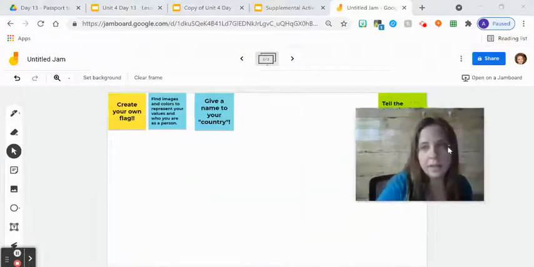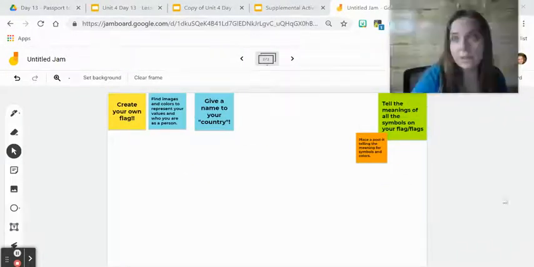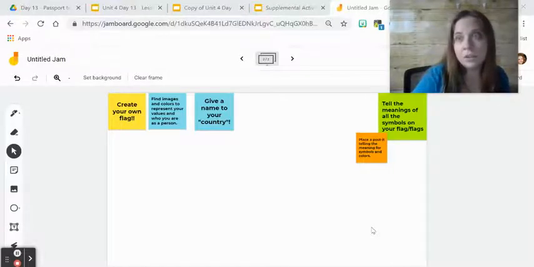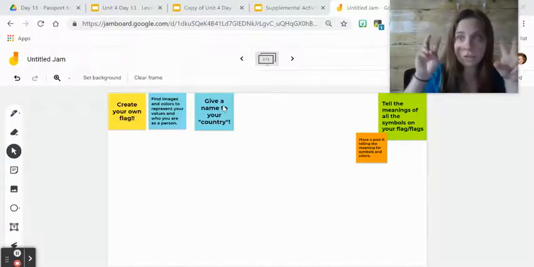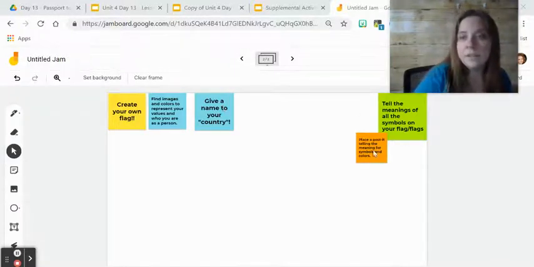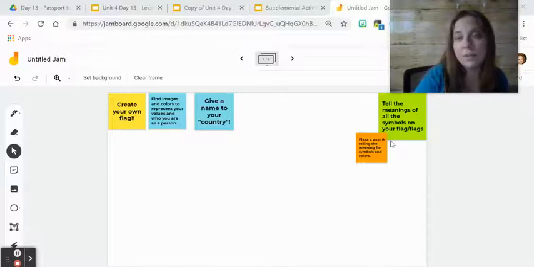to the next slide. This might be a follow-up activity, or maybe you're giving this as an independent activity for the week to do during SEL. And you're having them create their own flag. They're going to find images and colors to represent their values and who they are as a person, and they're going to give a name to their country. They're going to place a post-it telling the meaning for symbols and colors, and they're going to tell the meanings of all the symbols on their flag or flags. Maybe they'll do a second one.